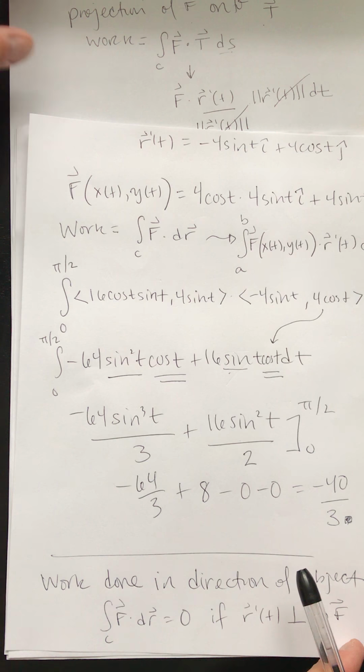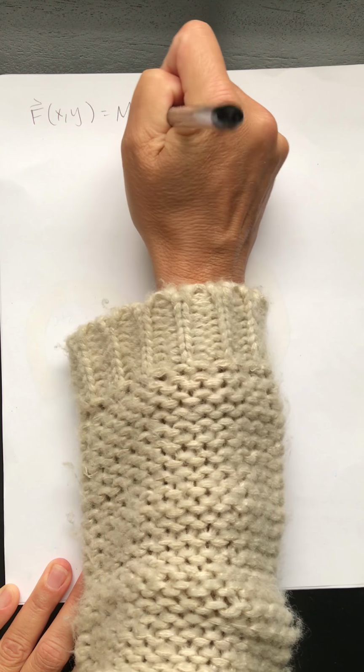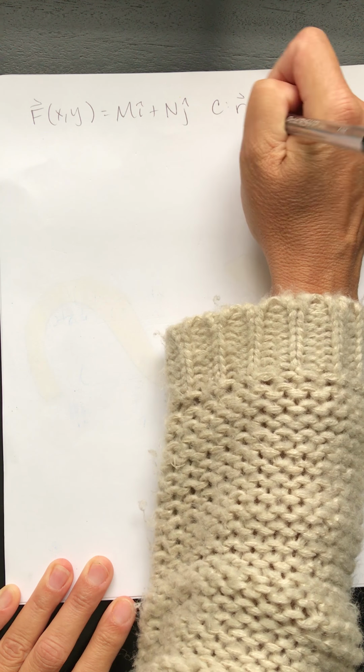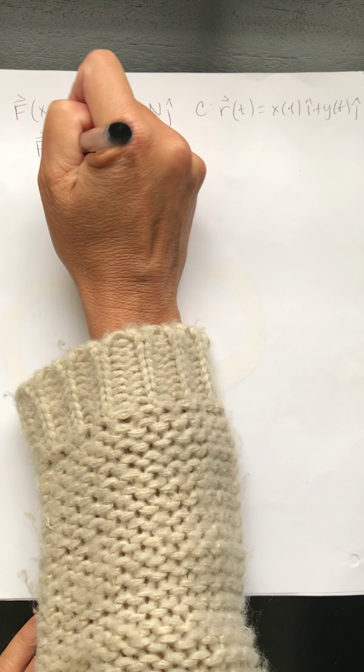All right, so one more topic that I want to go through here at the end of section 15.2 is another form that we often look at for line integrals. So if we have a vector field, F of x, y is M i hat plus N j hat, and I have my curve C defined by a vector valued function, r of t is x of t i hat plus y of t j hat. So again, here I have my vector field and I have my parameterization of my curve. So I can write F dot dr.